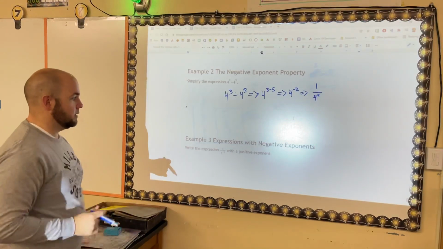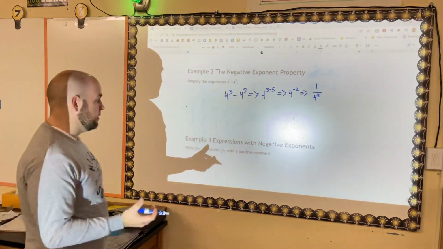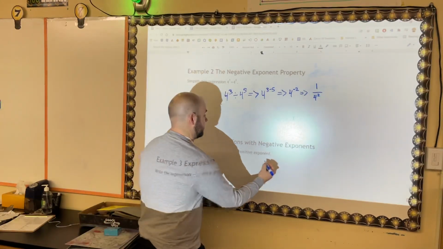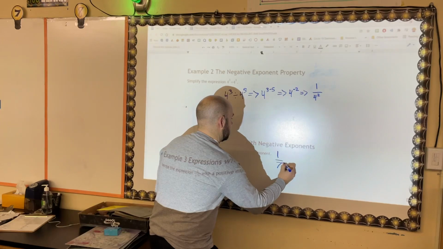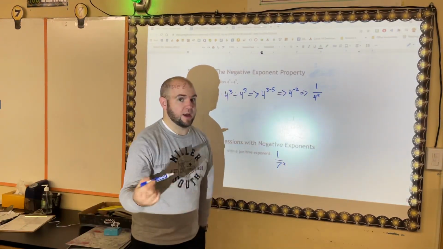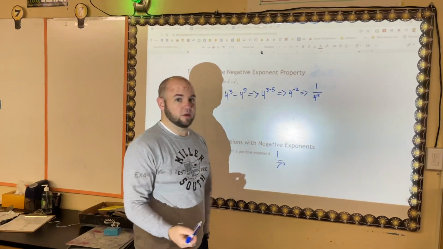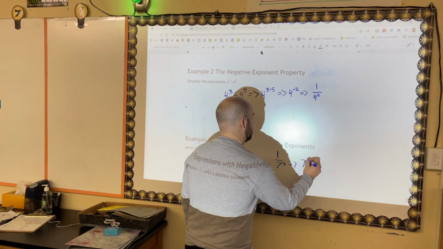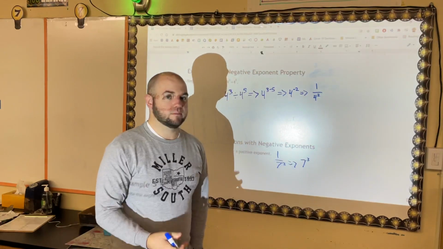And then number 3, expressions with those negative exponents. Again, it says write the expression. We got 1 over 7 to the negative third. Now, because it's written with that negative exponent, I can do the opposite of what I just did up here and get rid of that fraction. So that's going to become 7 to the power 3. Simple there.